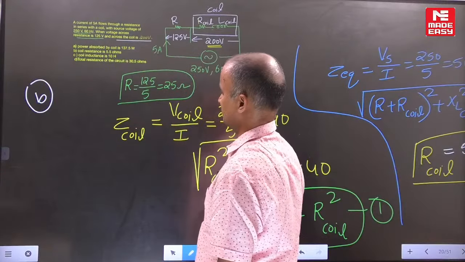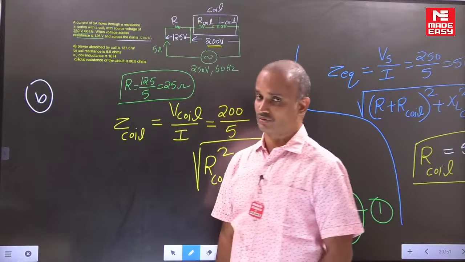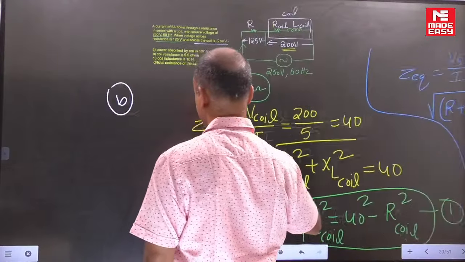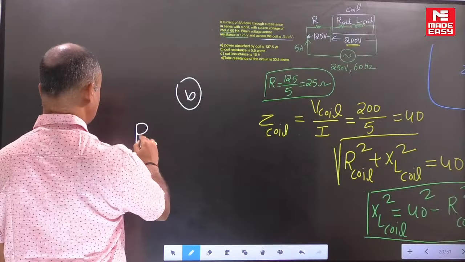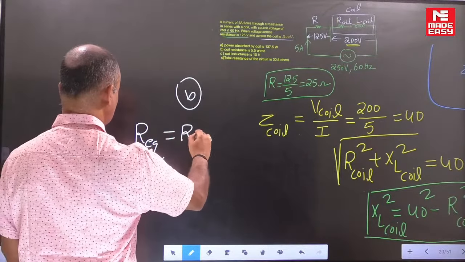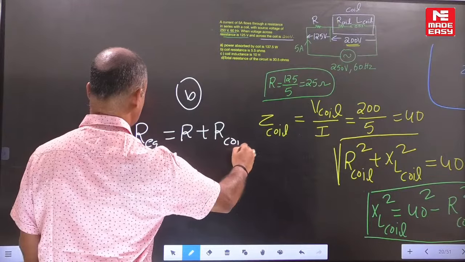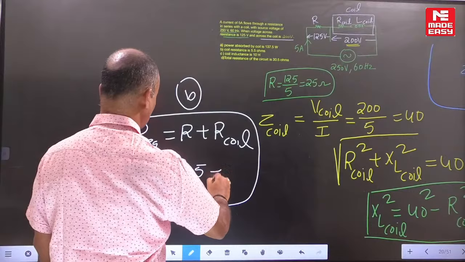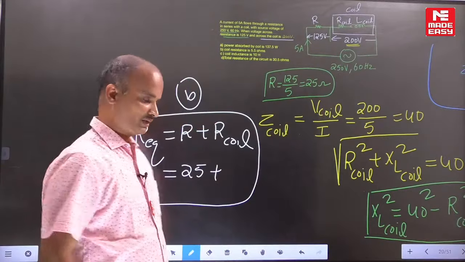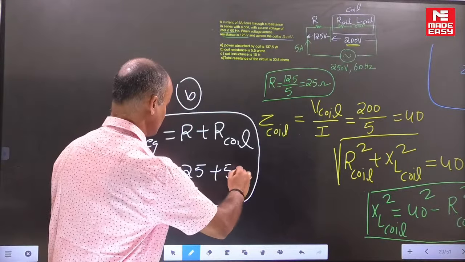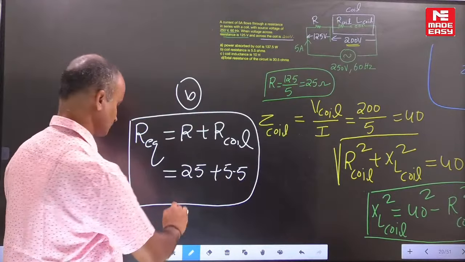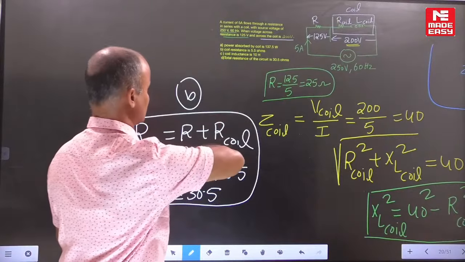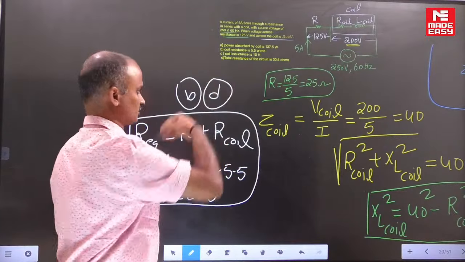That is completed. In the last option, what is being asked? The total resistance. Here the total resistance means R equivalent, which is R plus the resistance of the coil. Regarding R, we already concluded it is 25. The resistance of the coil is also concluded as 5.5. So the total resistance is 30.5. In option D, what is given? 30.5. That means D is also one of the correct options.